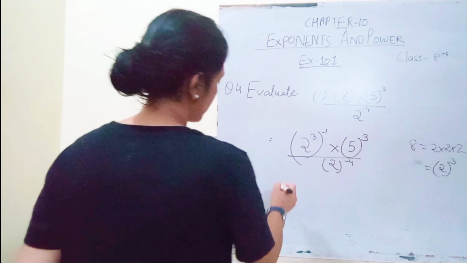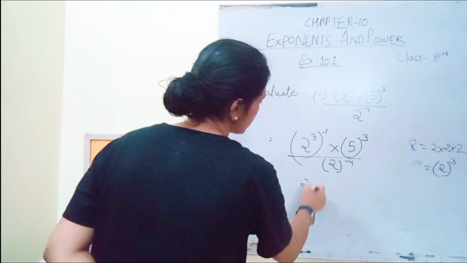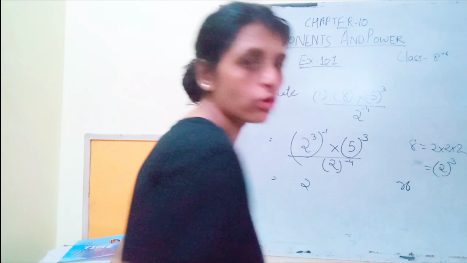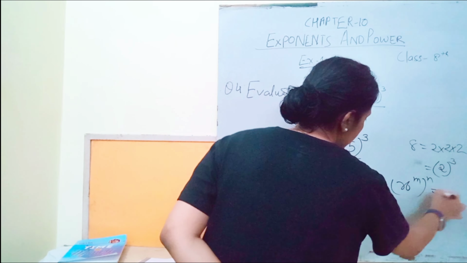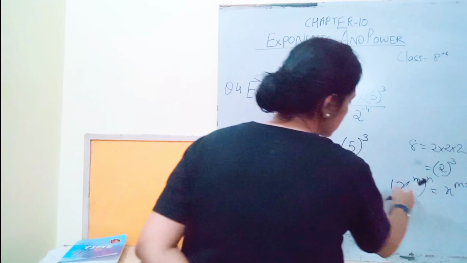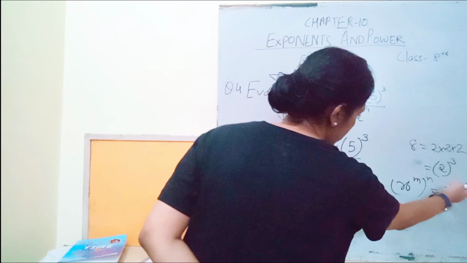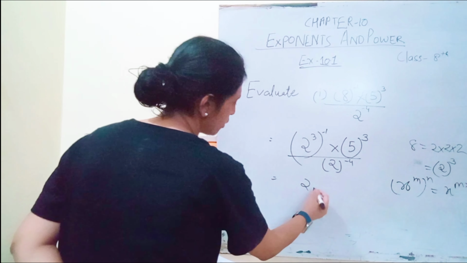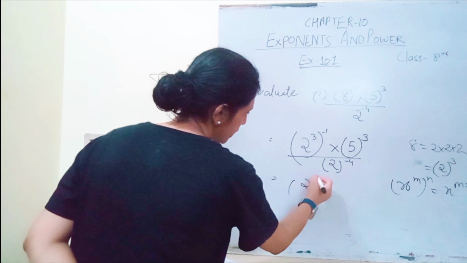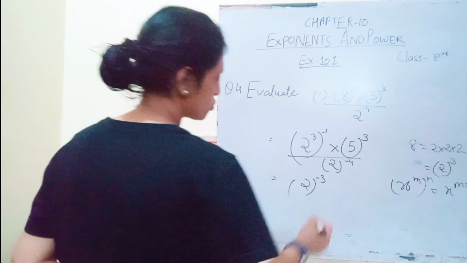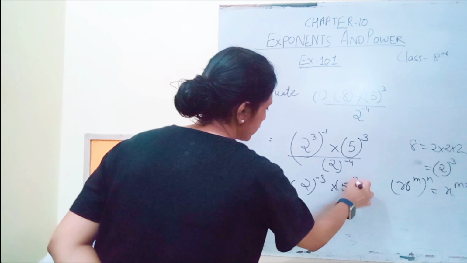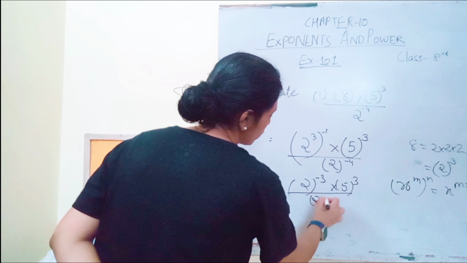Now see, according to laws of exponents, जब किसी भी base के 2 powers होते हैं तो we multiply those powers, that is (x raised to m) whole raised to n, where m is the power of x and n is the outer power. So according to laws of exponents we are going to multiply these powers and it will be m into n. Likewise here also, 3 will be multiplied with minus 1 and we will get 2 raised to minus 3 into 5 raised to power 3 upon 2 raised to power minus 4.